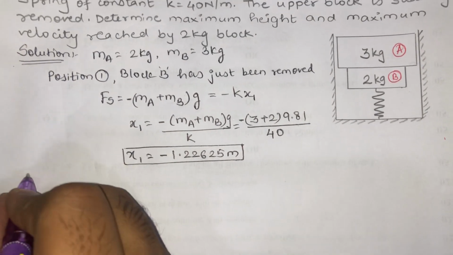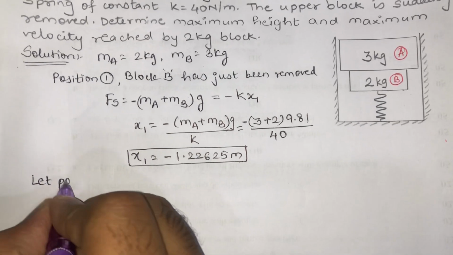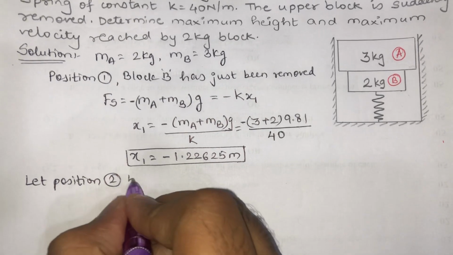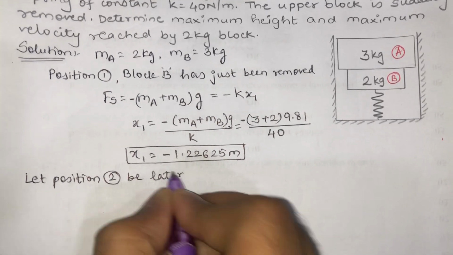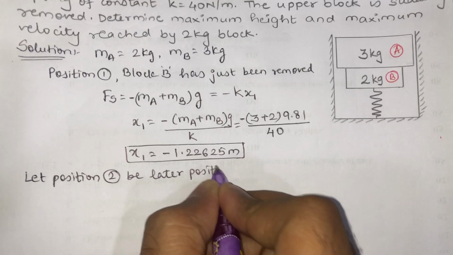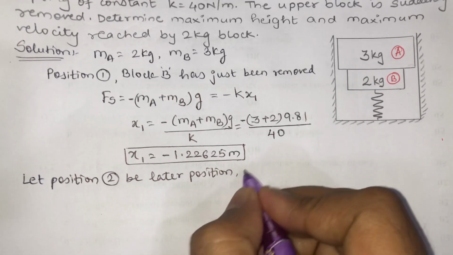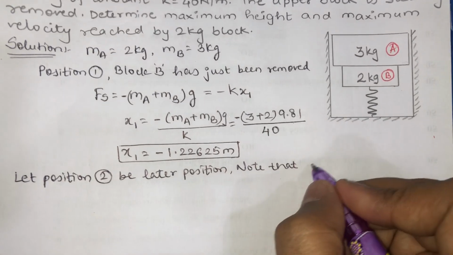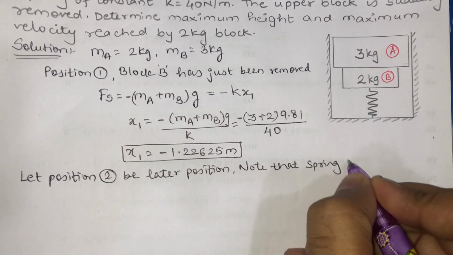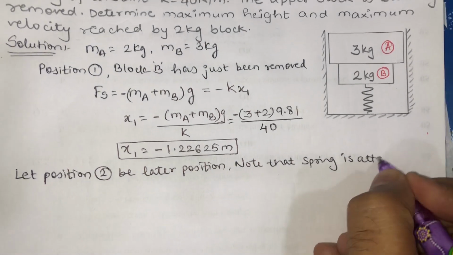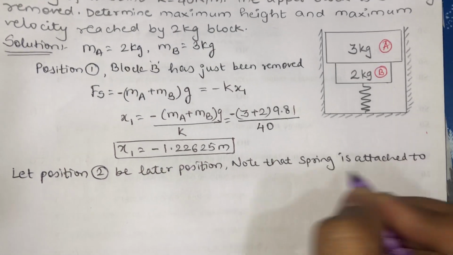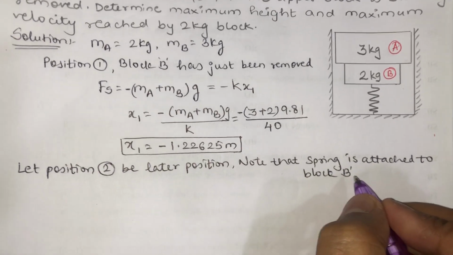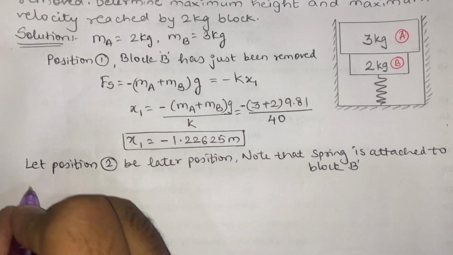Now let's consider the second position. Let position 2 be a later position. But in that case also, note that the spring is attached to block B. It has not left, so it is attached. So we'll see different types of work done.